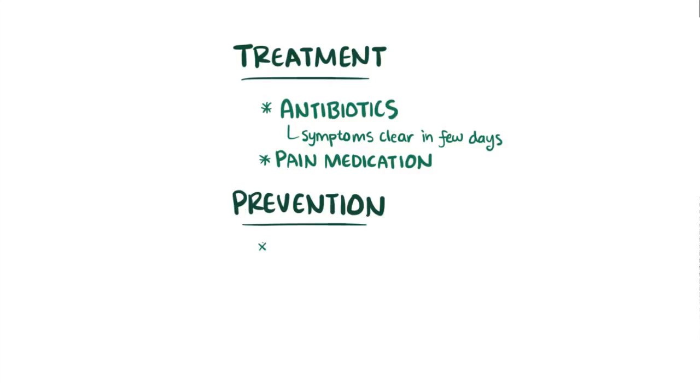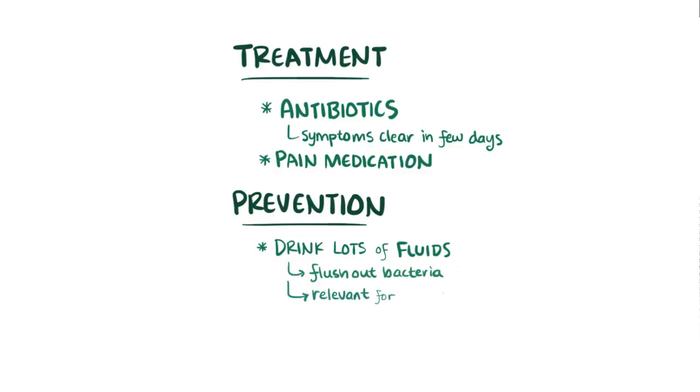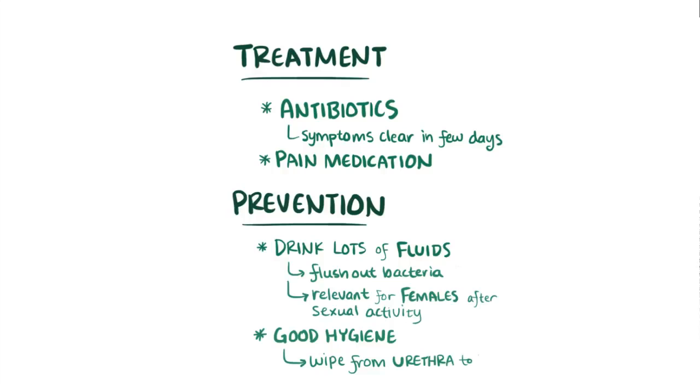Preventing UTIs mainly involves drinking lots of fluid to help flush out bacteria that might try to ascend up the urethra, and emptying the bladder as often as possible, which is especially relevant for women after sexual activity. And finally, maintaining good hygiene, like wiping from the urethra to the rectum, all of which are aimed at preventing fecal bacteria from making it up the urethra.